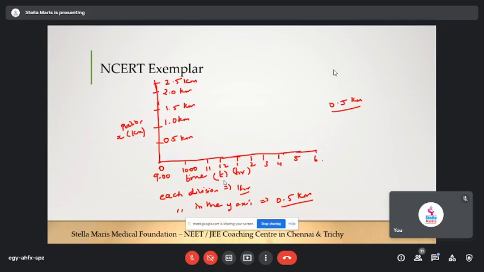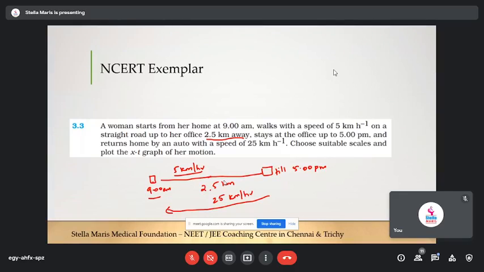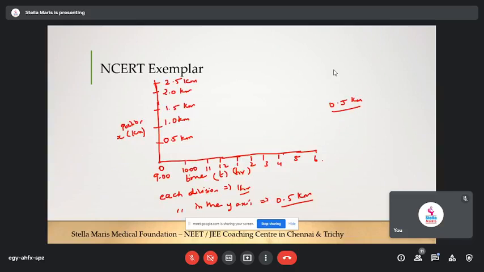Yes, sir. Okay. So what they have given in the question, we have plotted the graph. She walks on a straight road up to her office. At 9 a.m. she walks at a speed of 5 kilometer per hour straight up to her office, that is 2.5 kilometer away. So she travels here to here, that is 2.5 kilometer.